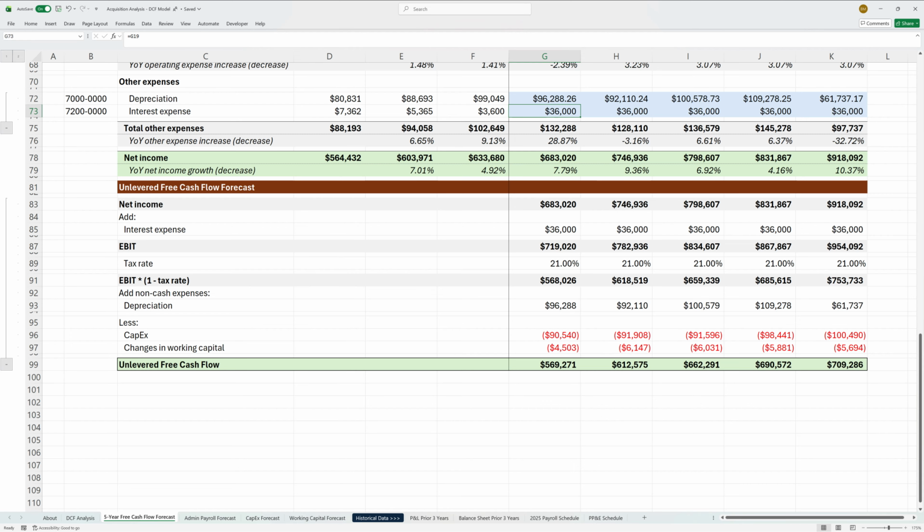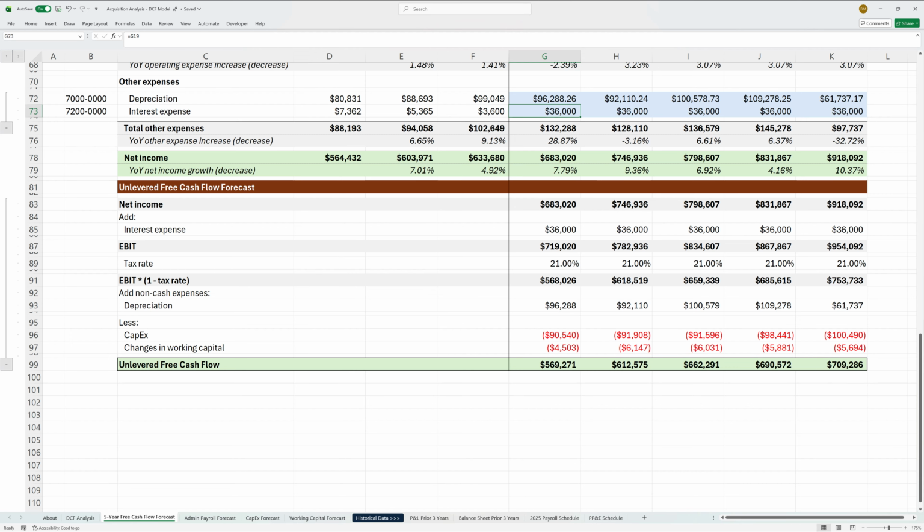From there, we calculate our after-tax income. We do this by assuming a tax rate of 21%. But this would be adjusted based on your own company's estimated tax rate. Then after we have our after-tax income, we add back our non-cash expenses, which in our case is only our depreciation, which we estimated earlier. And then our final two steps are to subtract our estimated capital expenditures and our estimated change in working capital.